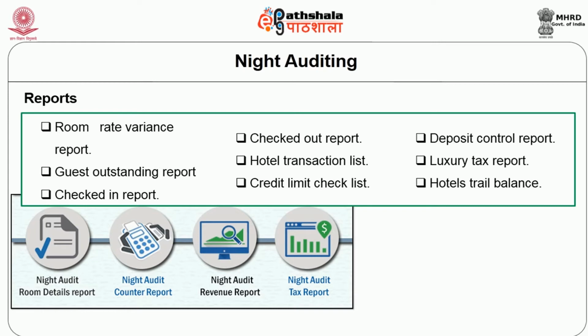Next is the hotel's trial balance. As you know, I think everybody knows what a trial balance is. A trial balance is nothing but the summary of the total credit and debit transactions, and it should tally at the end. If it doesn't tally, then there must be some error in it, so we have to recheck. So the hotel trial balance is seen here.